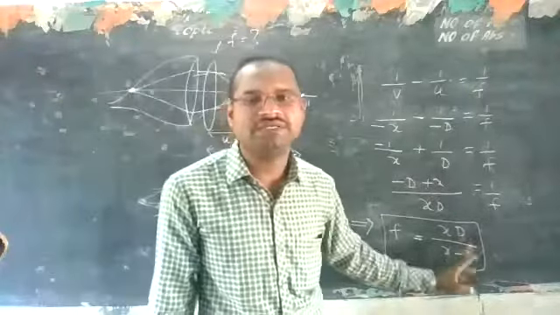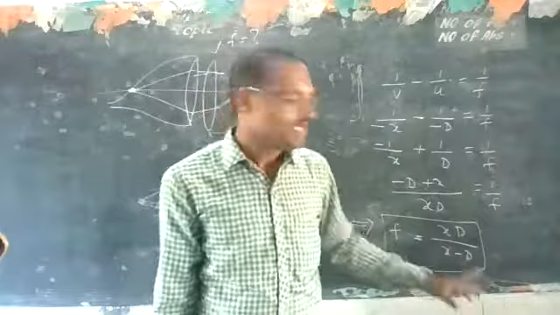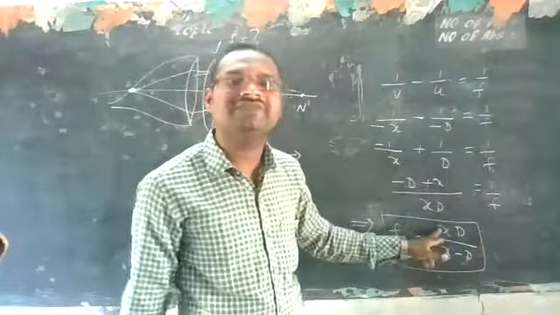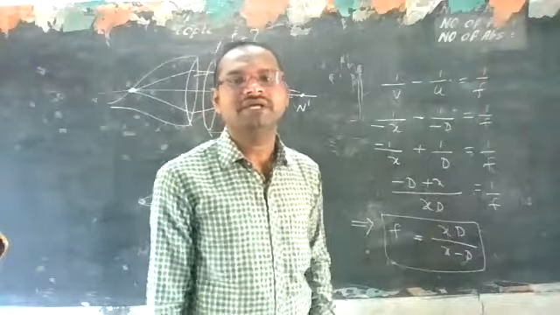D is a fixed value, 25 centimeters. D is a fixed value, and always this x value will be more than 25 centimeters.